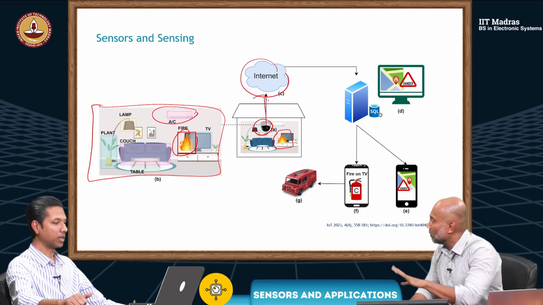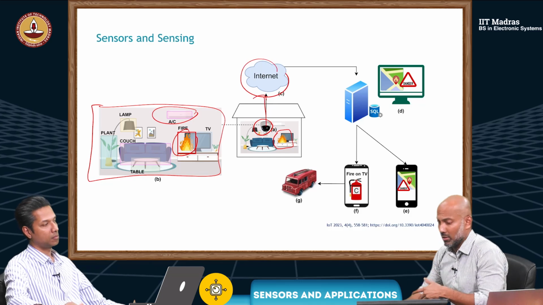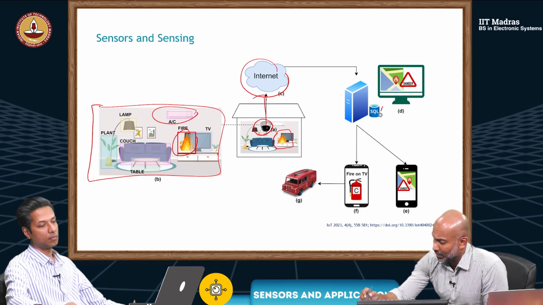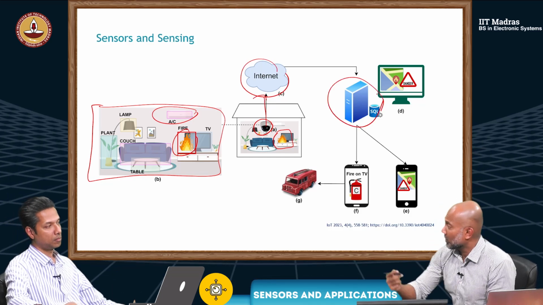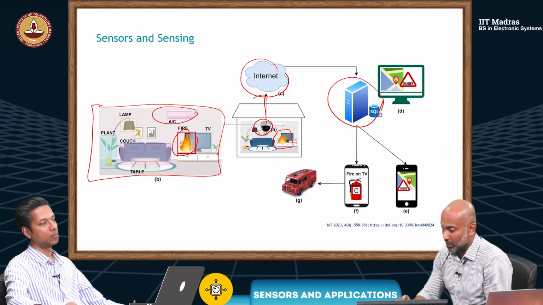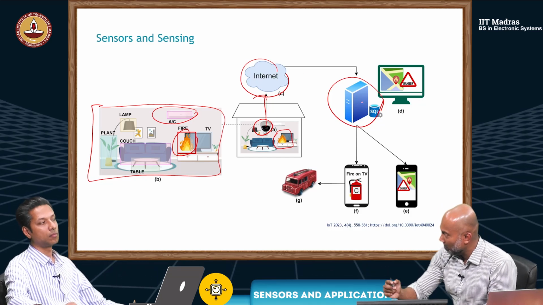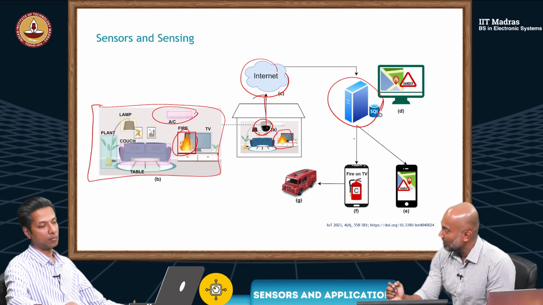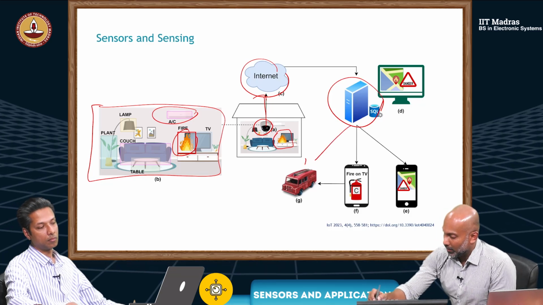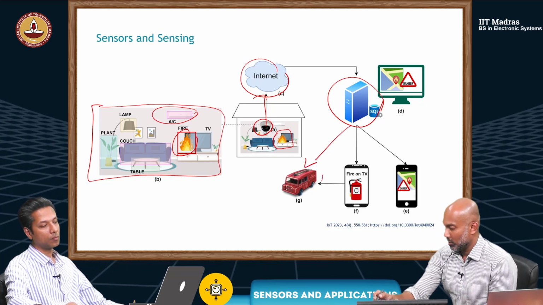This is the cloud. People are talking about the cloud these days. The cloud has a certain database and could have certain machine learning programs. So this information is sent to the cloud, and from that, automatically, an alert is sent to a fire engine.